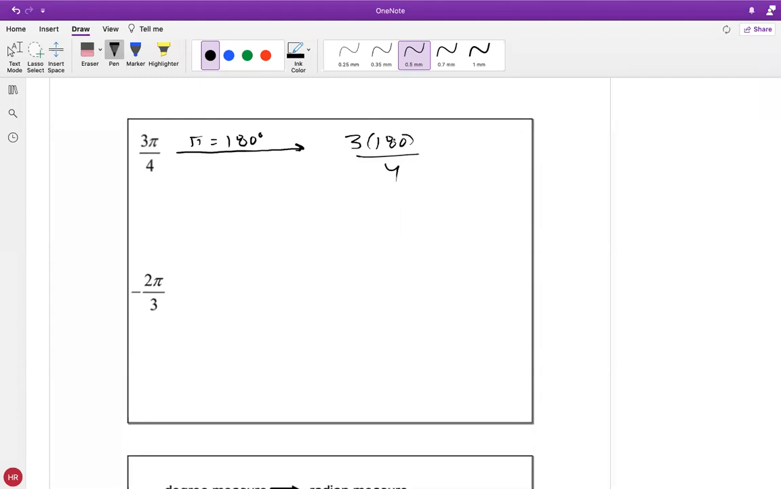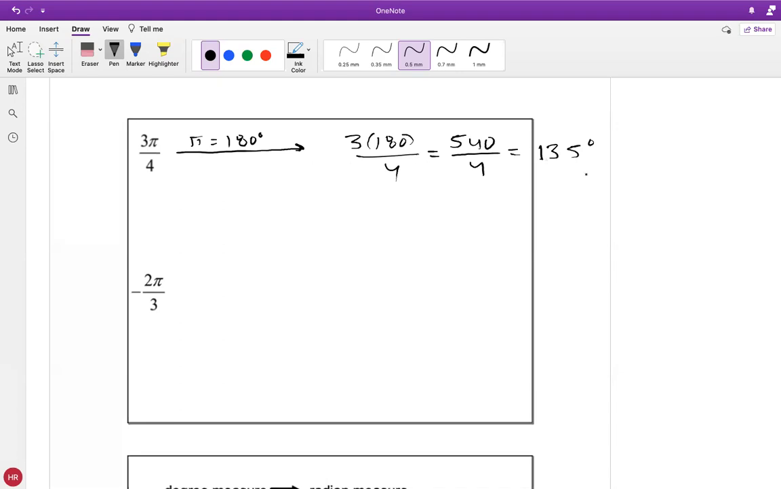Well, you could either divide or multiply first, doesn't matter. 3 times 180 is 540. 540 divided by 4 is 125 plus 10 is 135 degrees. And this you could put in your calculator if you wanted to, that's fine.